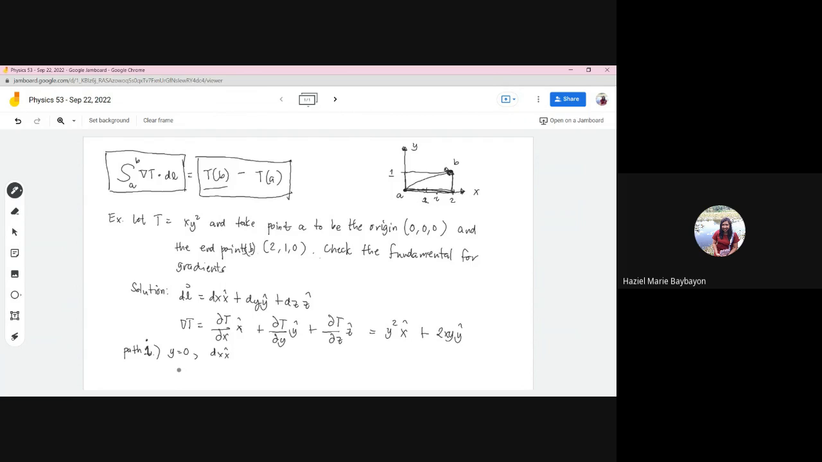Okay, so that if you take the gradient of T dot dl, you will get, so imo ang gradient of T is this one. And then imong dl class kay dx x hat man. Your dl is just equal to dx x hat. Therefore, the gradient of T dot dl is just equal to y squared dx. However, your y is equal to 0, so for path 1, you will get 0. Okay?